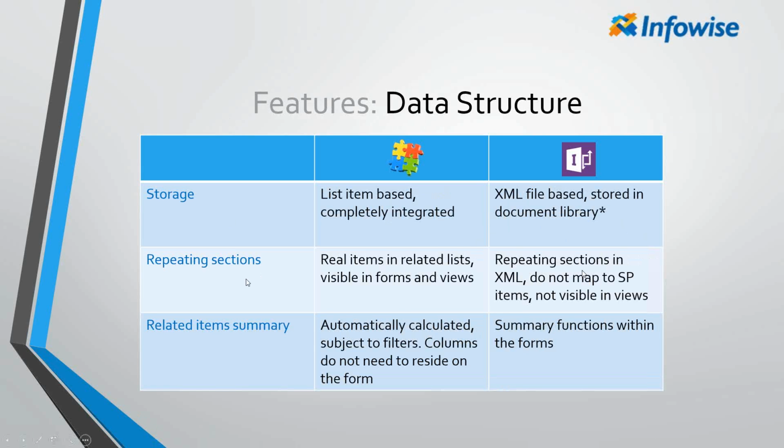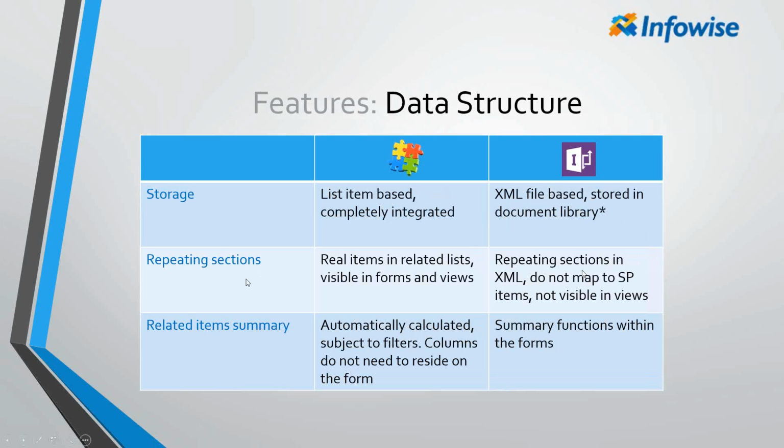In our case, they are all real items in related lists. They're visible in both forms and views. And as real items, they can have things like a lifecycle, versioning, workflows, and so on, item permissions.